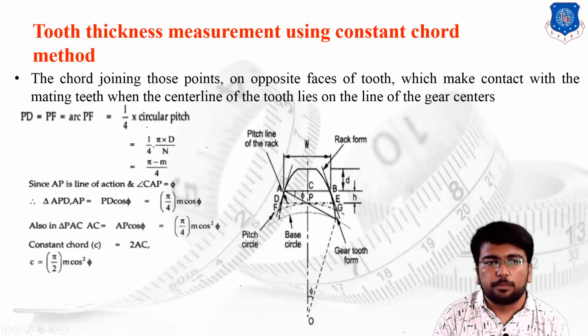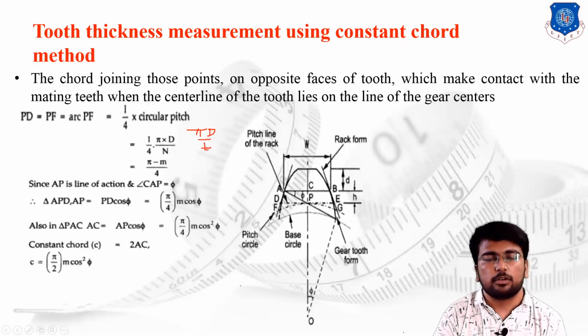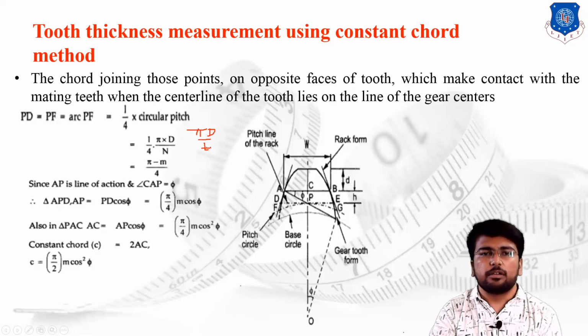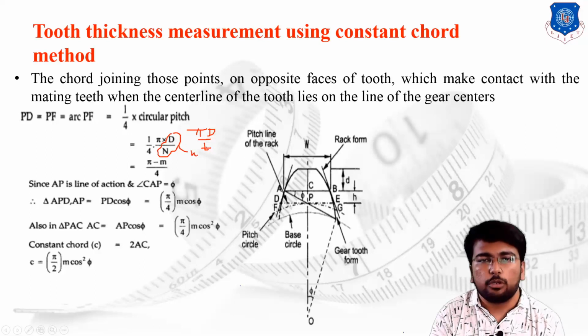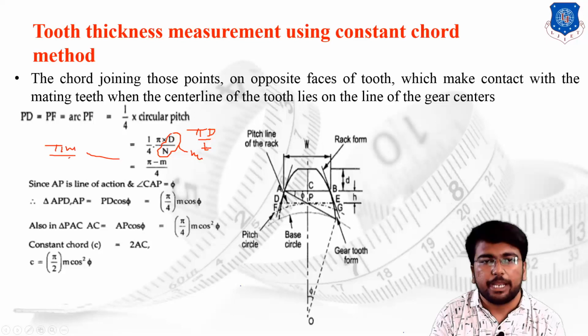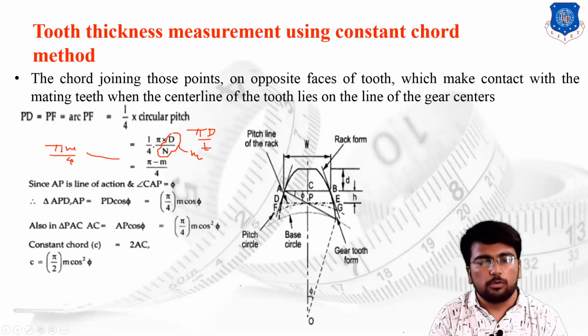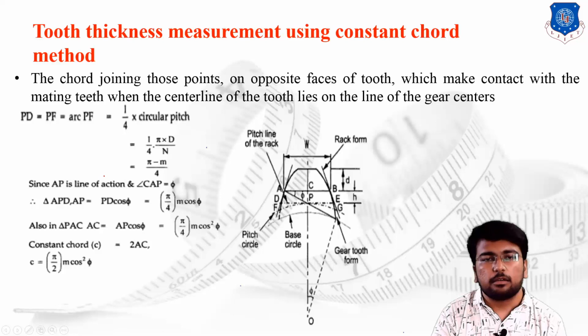We know the circular pitch. What is the circular pitch? The circular pitch is equal to pi D upon T, where we can denote the number of teeth by N or T. D by N, the ratio of the diameter to the number of teeth, is the module M. So the equation can be reduced to pi M by 4. Now I have to find the constant chord, or we can say I have to find the length AB.